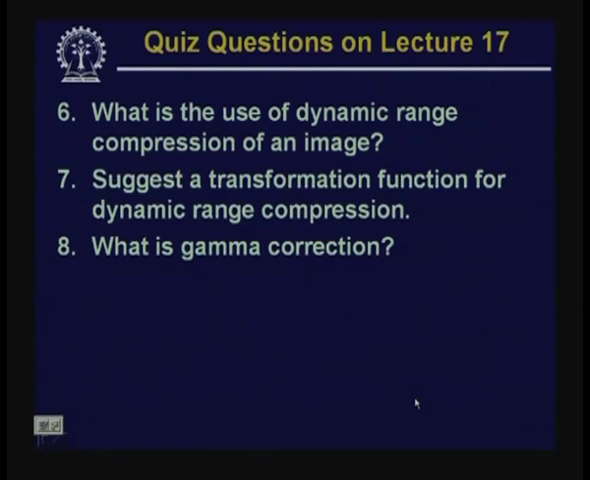Then, what is the use of dynamic range compression of an image? Suggest a transformation function for dynamic range compression. What is meant by gamma correction?